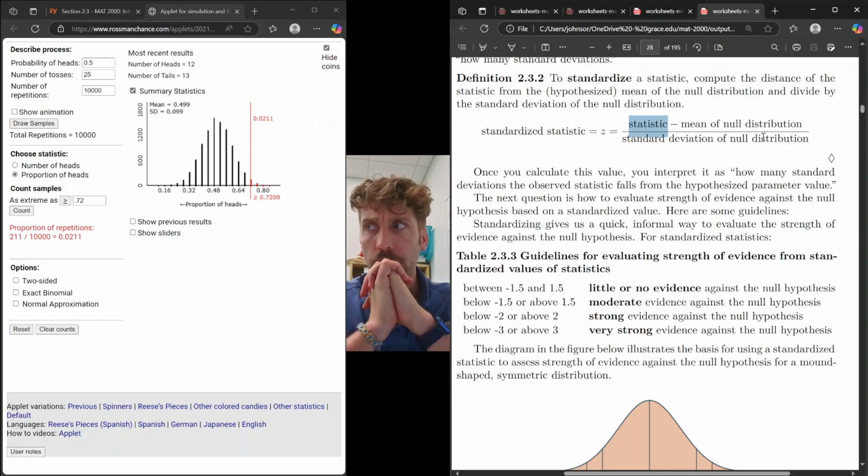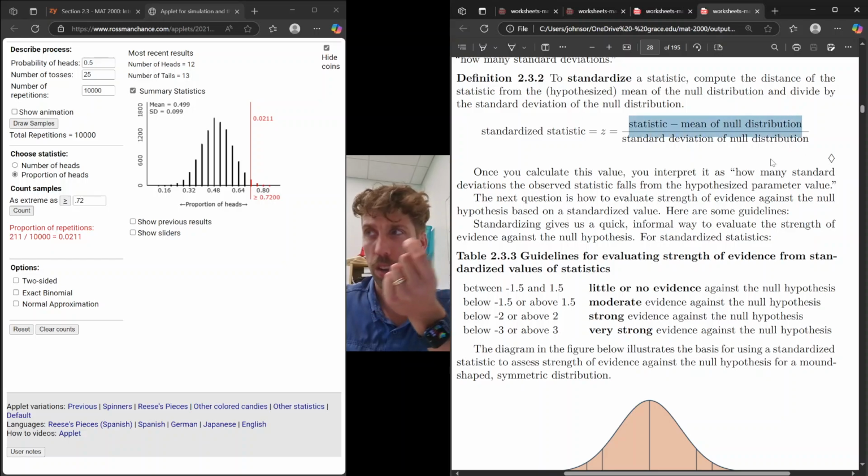So what this basically does is it takes your number. My statistic was 0.72, and then it says, when you do subtraction, how much bigger than the null value that is, because that's really getting at what's important there. And then you take that and you divide it by the standard deviation.